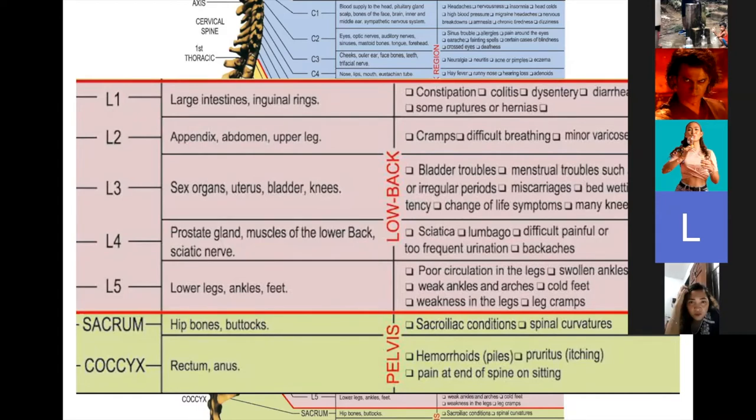L3 is mainly for your sex organs, right? So you can get anything from problems with hormones for the ladies. We can get dysmenorrhea or amenorrhea, your menstrual troubles. You can get problems with the uterus and get a lot of miscarriages, okay? It also goes to the bladder as well as the knees.